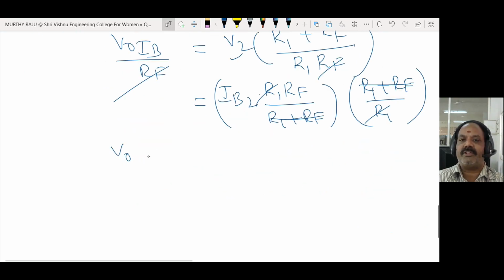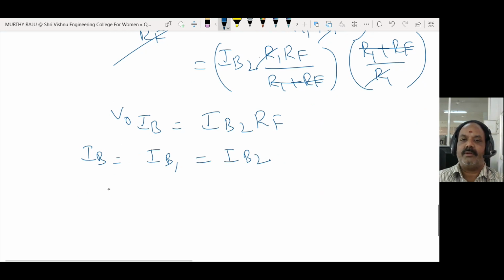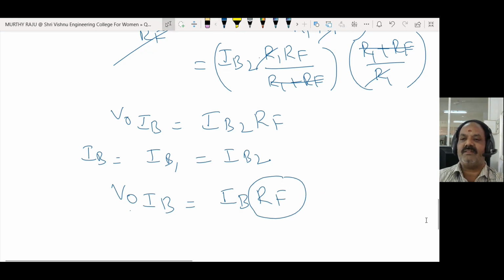Therefore, the output offset voltage due to base current IB, the biasing current, is IB2 into R. We know that IB is equal to IB1 is equal to IB2. Therefore, VOIB is equal to IB into Rf. The output offset voltage due to input bias current depends on the feedback resistor Rf. If the feedback resistance is a very high value, the output offset voltage VOIB is also very high.